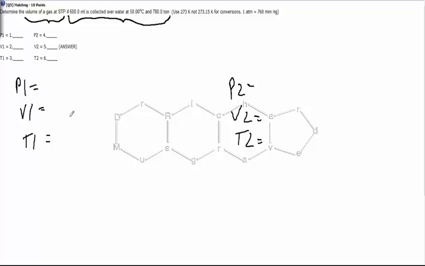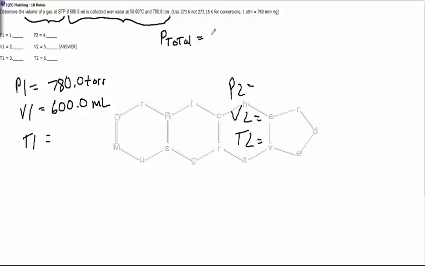And what I'll do is I'll do P1, V1, and T1 as being these sets of conditions since the answer is going to be over here. And what we've got is volume of 600.0 mL. And the pressure is going to be, well, it says 780.0 torr, but that is collected over water. Now, whenever we see collected over water, that means we're going to have to take the pressure of the water into account.